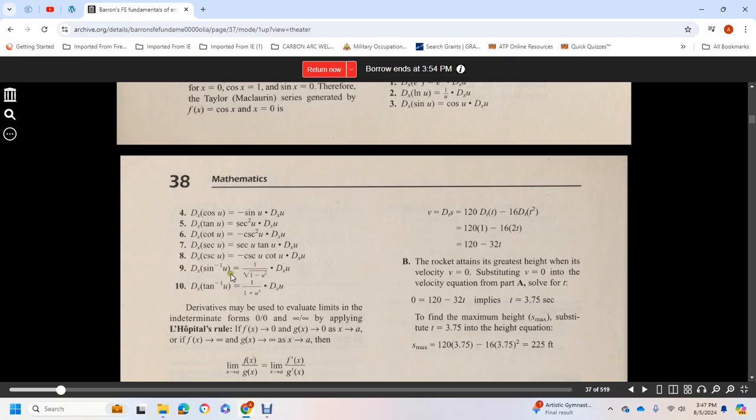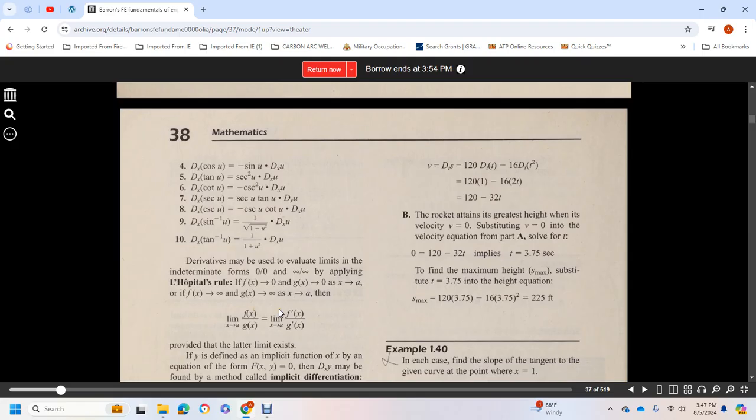The derivative of inverse sine u is equal to 1 over the square root of 1 minus u squared times du/dx. The derivative of inverse tangent u is equal to 1 over 1 plus u squared times du/dx.